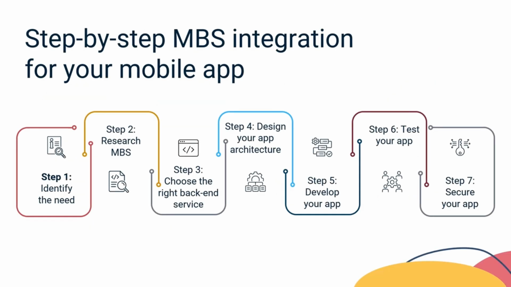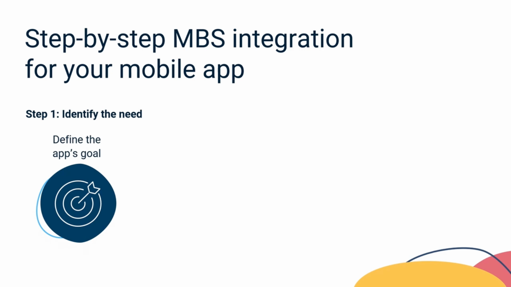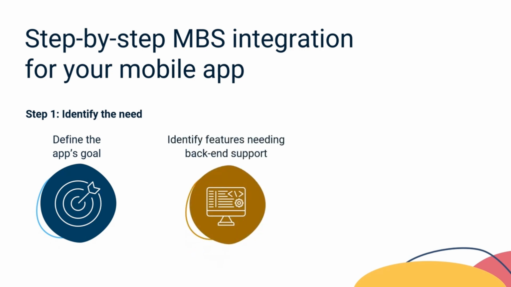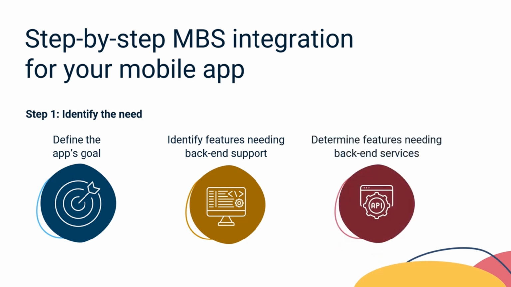Let's explore the process of using backend services in your app. First, identify what your app needs to do. Is it designed for social media, e-commerce, or task management? Next, consider the main features it will need, like user accounts, saving data, or sending notifications. These features will help you understand what backend support your app requires.